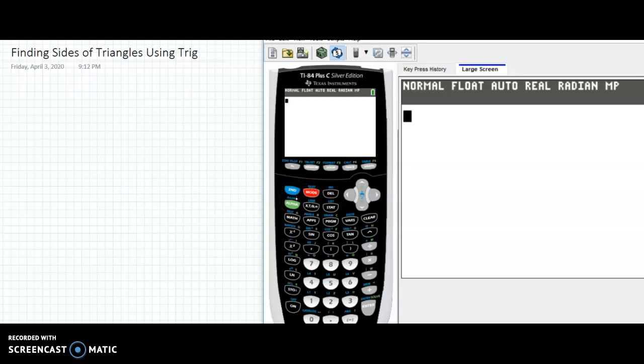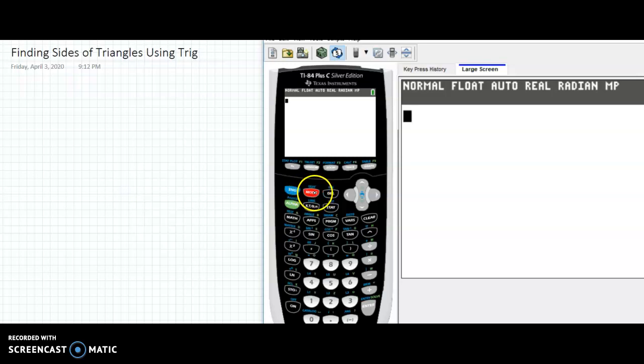Now I'm going to be using a TI-84. Most of the TI models work a very similar way. If you're using a Casio or a calculator on your phone, you might have to look up on your own how to change this, okay? But the first thing you need to do is make sure your calculator is in the correct mode. The mode you need to be in is degree mode.